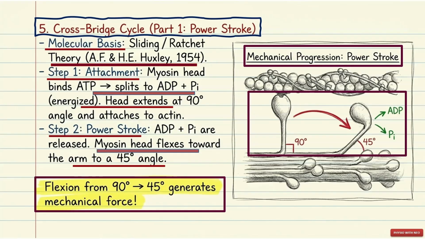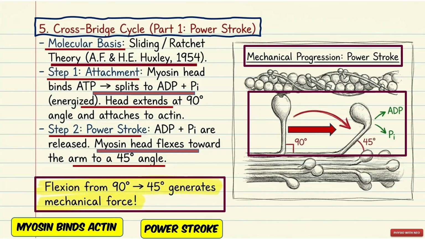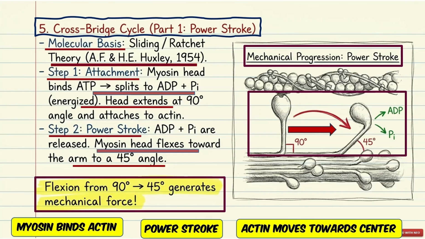Now look at the diagram. The myosin head moves from approximately 90 degrees towards 45 degrees. That movement generates the power stroke. So remember this. Myosin binds actin, power stroke, and actin moves toward the center. This is the part where the muscle actually generates force.